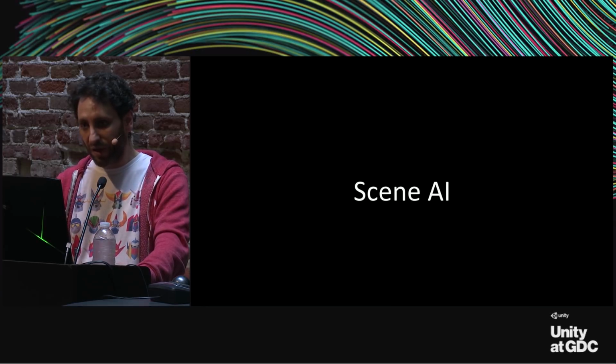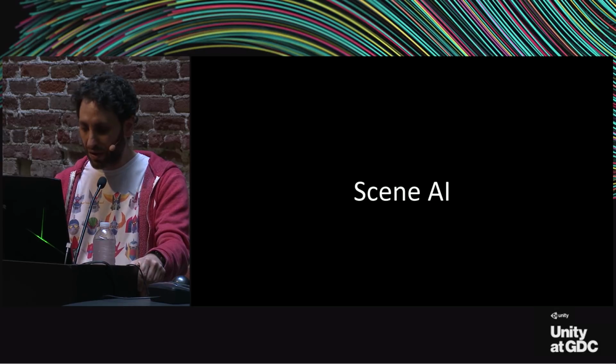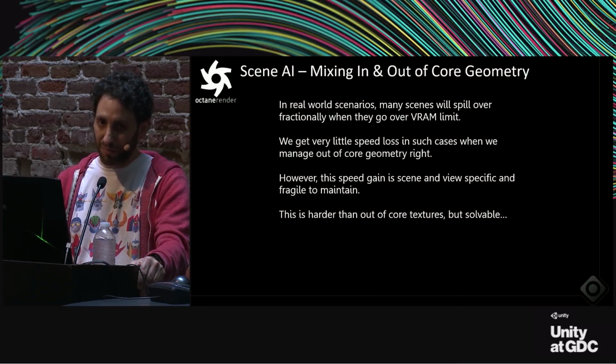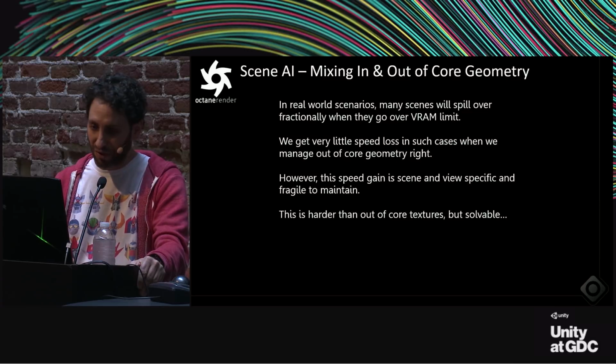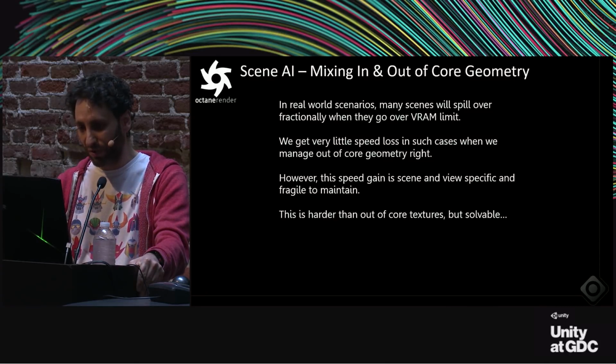So to make this happen quickly, we built a feature into Octane called Scene AI. And Scene AI looks at all the topology of the scene, and as you move objects around, it tries to figure out how to keep the speed as close to having all the memory or all the scene in memory as possible. And it works really well. In most cases, when you're just spilling over a little bit into system memory, it's pretty fast. It's maybe 80% of the speed, which is pretty good.